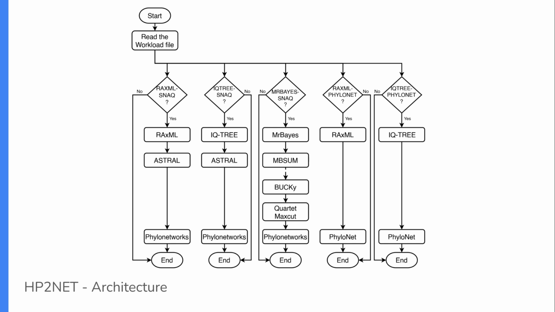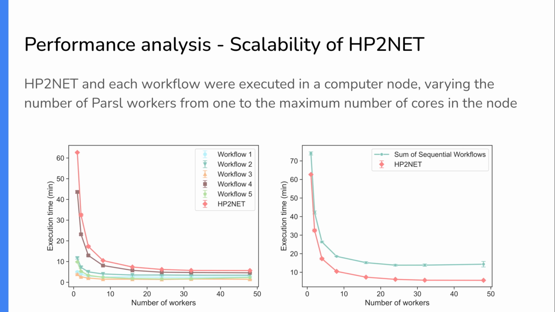The framework takes as input a set of multi-sequence alignments of genes from the same individuals and offers 5 workflows with distinct methodologies, using IQ-TREE and MrBayes for tree construction, and PhyloNet and PhyloNetworks for network construction. Here you can see some results from the scalability analysis of the framework.